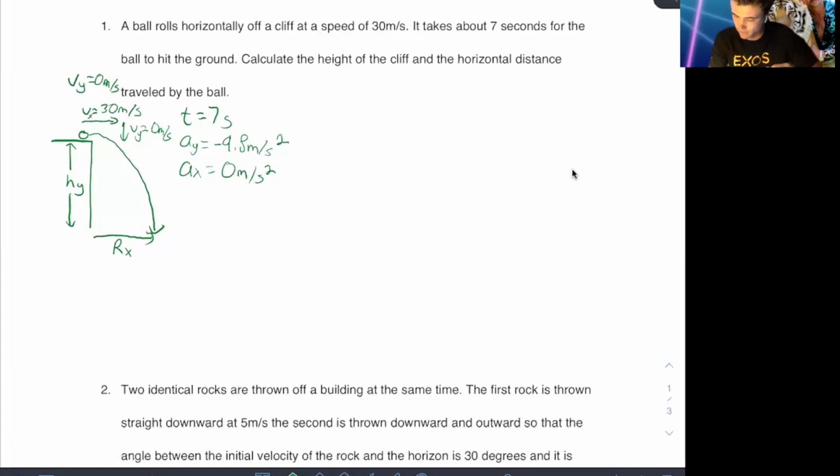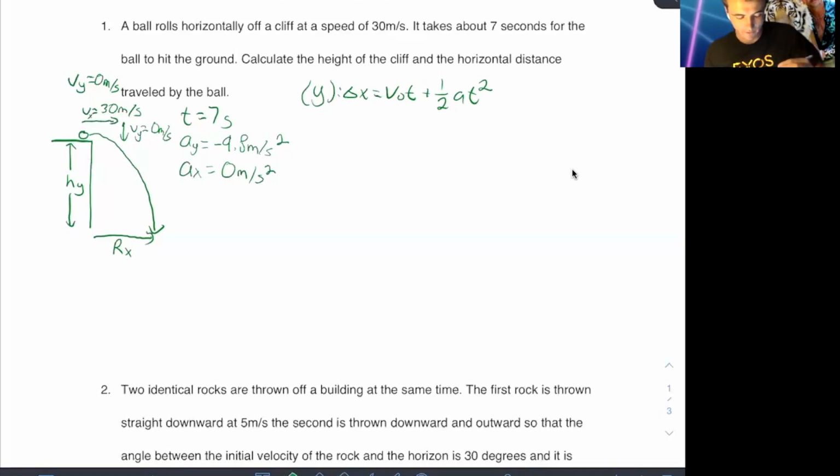Which one do I want to do? Let's start off with finding how high it is. So what equation am I going to use? A good equation here is delta x equals v naught times time plus 1/2 acceleration times time squared, because we have time, acceleration, and the initial velocity. All that we don't have is the change in position. In this case, this is for the y direction, so we're trying to find the height.